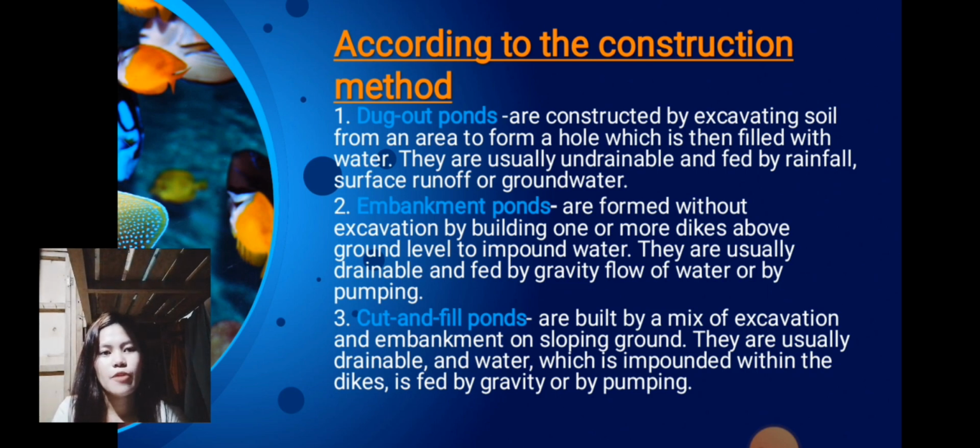Embankment ponds are formed without excavation by building one or more dikes above ground level to impound water. They are usually drainable and fed by gravity flow of water or by pumping. So ang embankment ponds ay na-form without excavation or pagkalot sa ilalim sa yuta. Na-form siya by building one or more dikes above ground level to impound water. So, unlike sa dugout ponds, imo siyang kalotan sa ilalom para lang makahimo ka og hole or bangag. Sa embankment ponds, pwede siya mahimo bisag wala ka nagkalot sa ilalom.